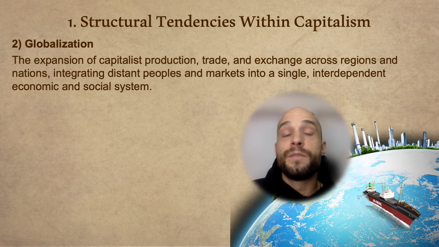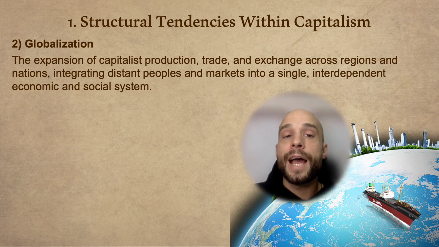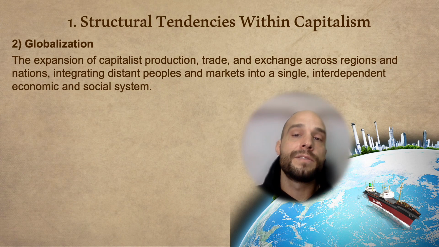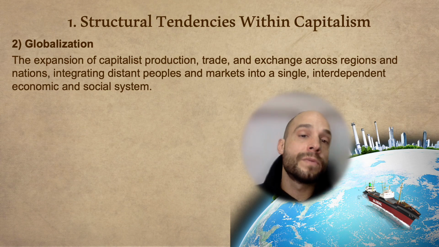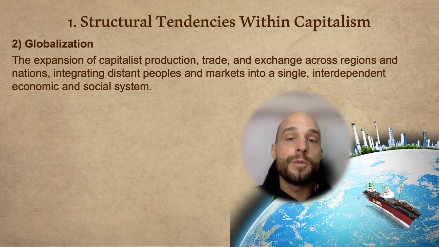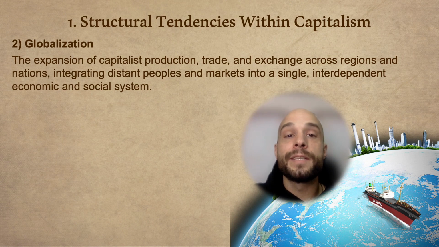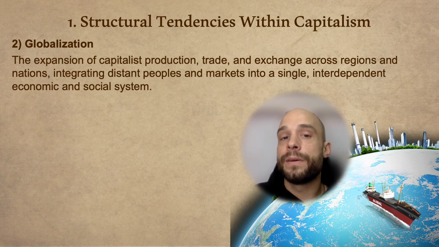Obviously, related to the universalization of social relations is the second structural tendency, globalization. Under capitalism, production, trade, and exchange are not confined to local or national boundaries. They spread across regions and nations, tying distant peoples, resources, and markets into a single interdependent system. Globalization is capitalism expanding geographically. It creates a world in which economic and social life is increasingly interconnected.